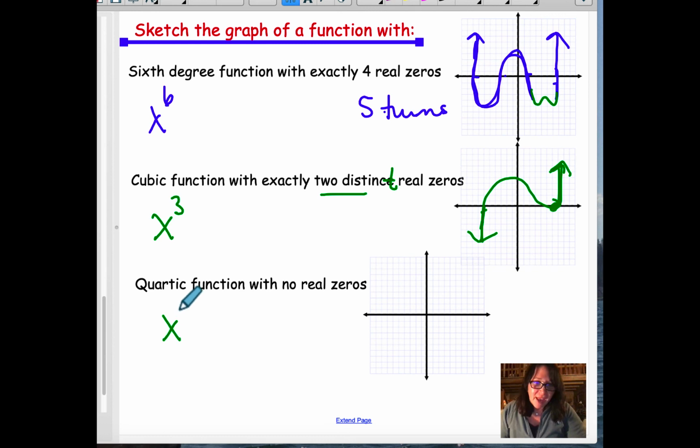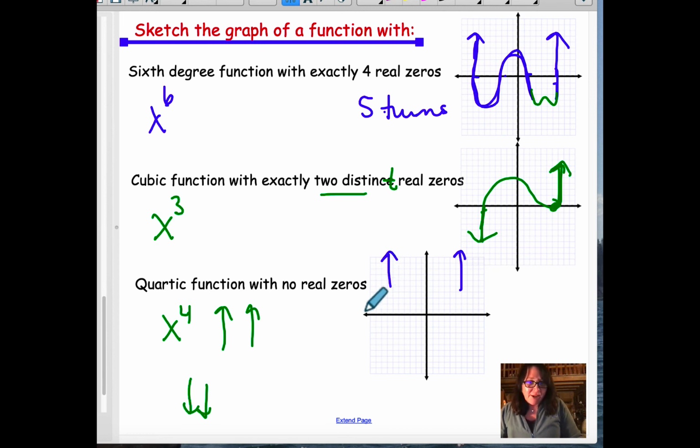A quartic is an x to the 4th power. Again, up, up or down, down. I have no real zeros. So that means all of my zeros are imaginary. So that means that when I graph this, right, it's got to be up, up like this or down, down. But it means that I don't have any real zeros. So my graph is not crossing the x-axis at all. And so that's like a no value there.